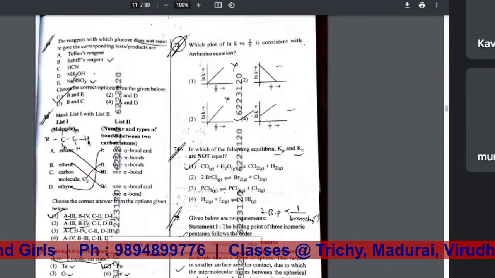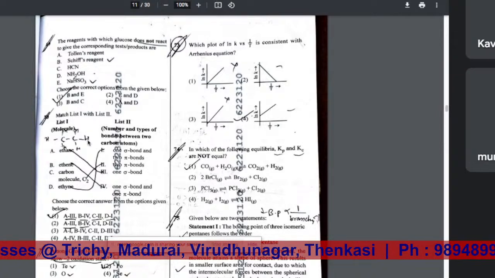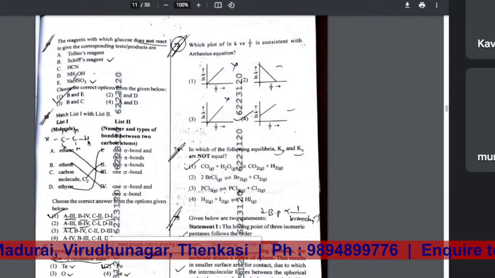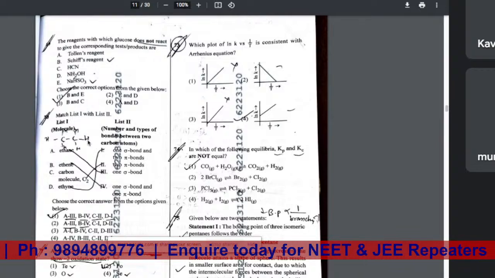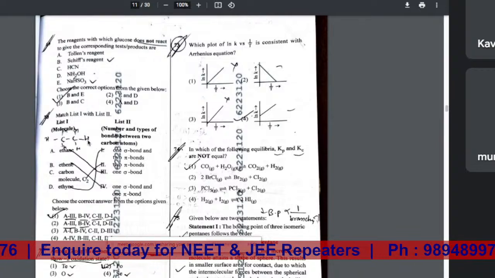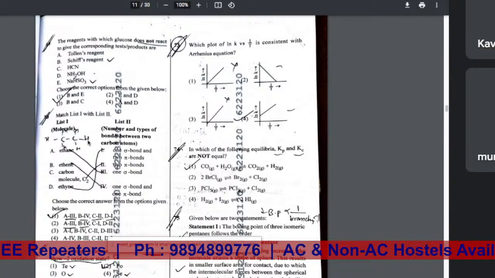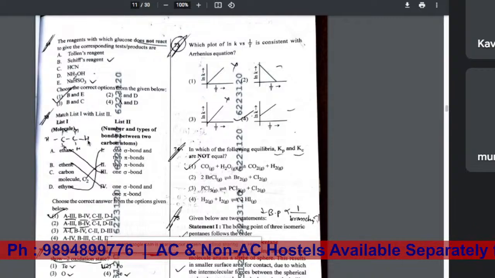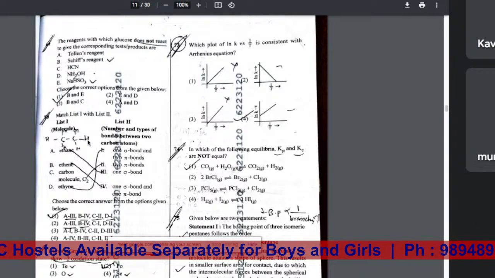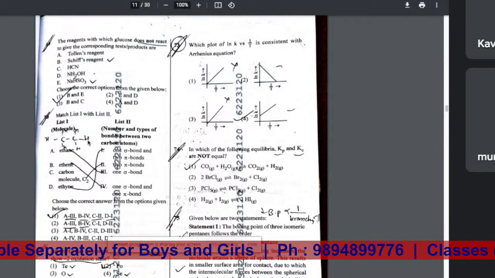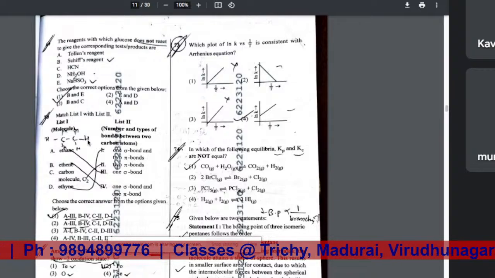Which plot of ln K versus 1 by T is consistent with the Arrhenius equation? So if you check, the Arrhenius equation is K is equal to A e raised to minus EA divided by RT. When we take this in terms of logarithm, it will become ln of K is equal to ln of A minus EA divided by RT.